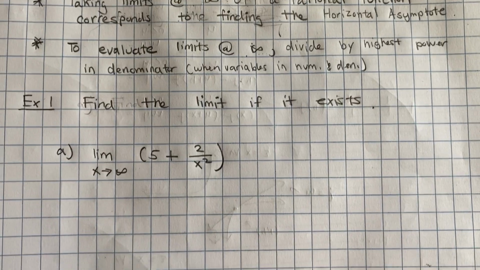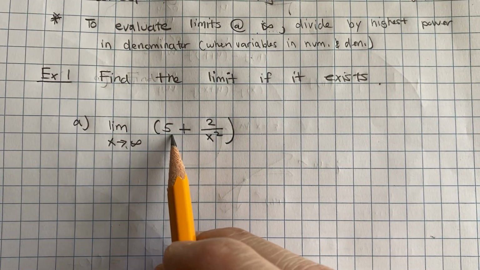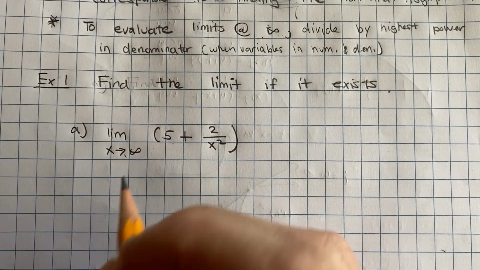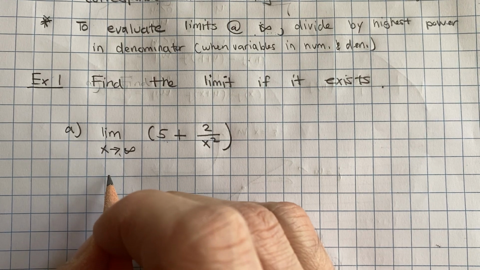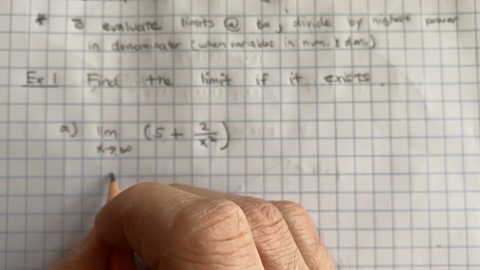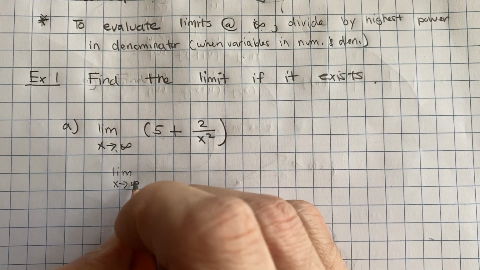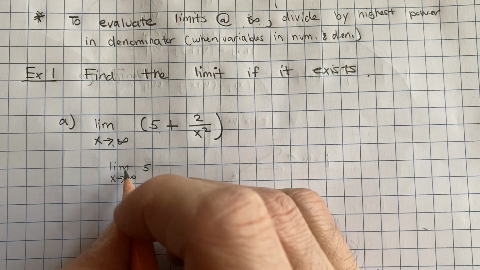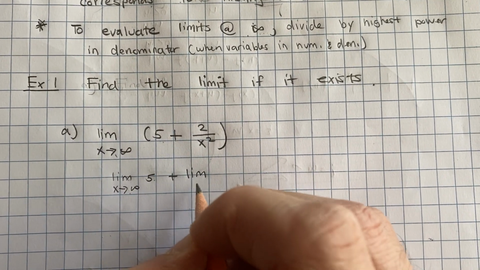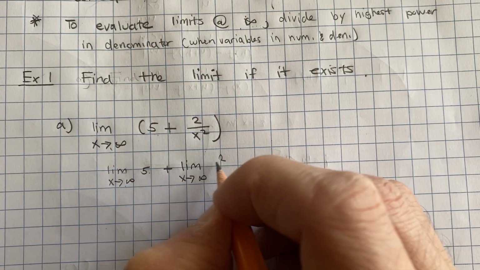Okay, so let's start with this first example. Find the limit if it exists. The limit as x approaches infinity of 5 plus 2 over x squared. What I can do on this problem is use my limit properties. The limit of a sum is the sum of the limits. Basically that just means I'm going to split this up: the limit as x approaches infinity of positive 5 plus the limit as x approaches infinity of 2 over x squared.